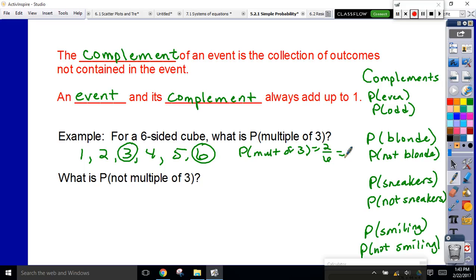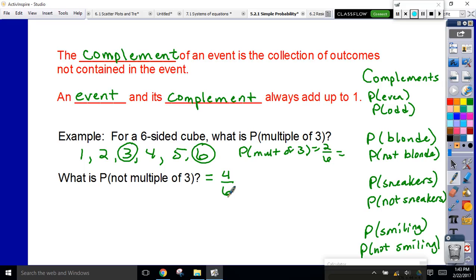Okay, so if the probability of getting a multiple of 3 is 2 out of 6, what's the probability that we're not going to get a multiple of 3? 4 out of 6. It's all the rest. So if 2 out of 6 are multiples of 3, that means the other 4 were not multiples of 3. So this is 4 out of 6.